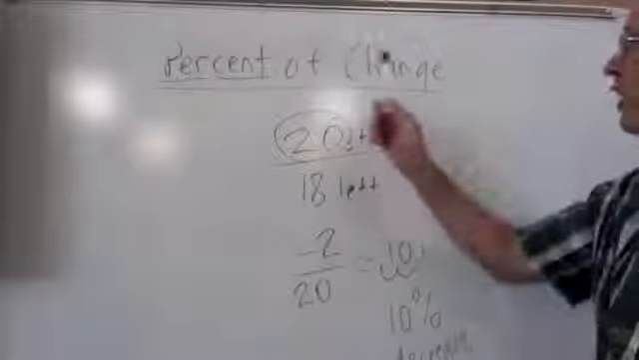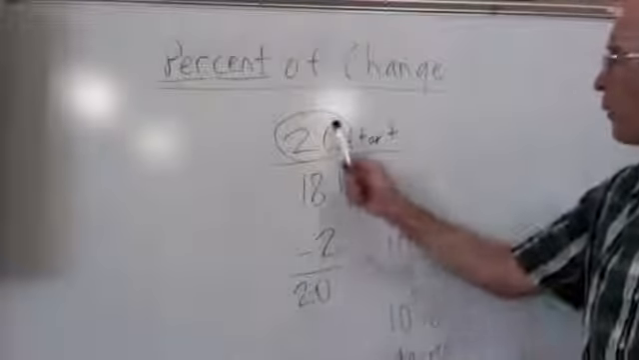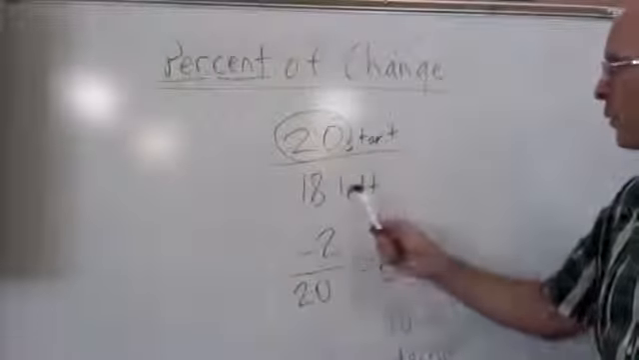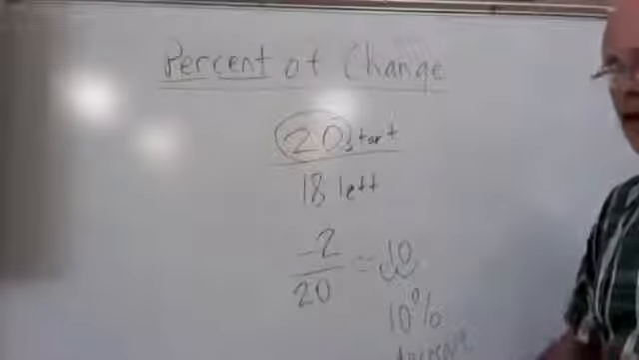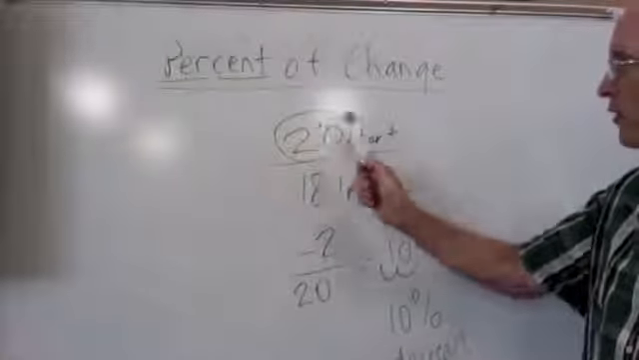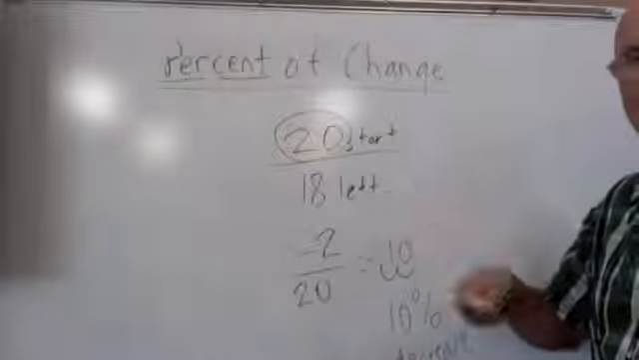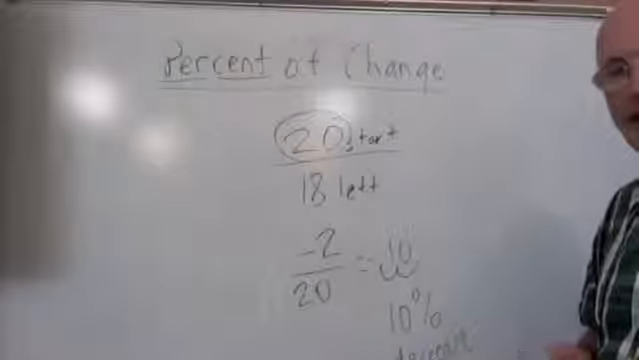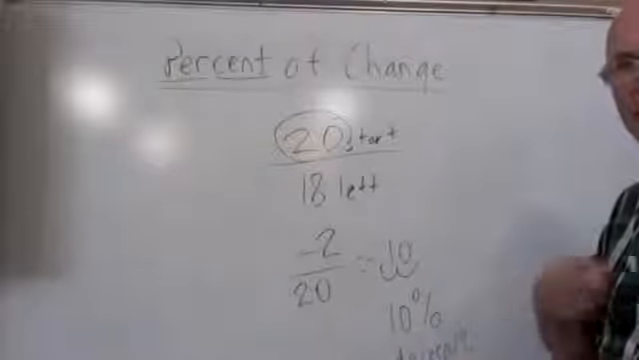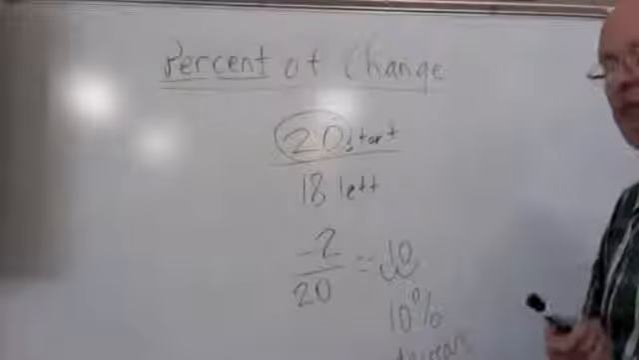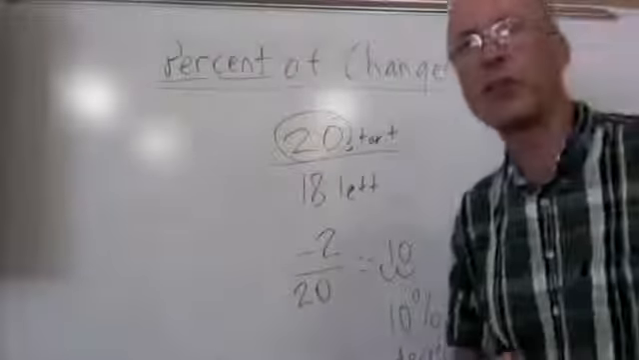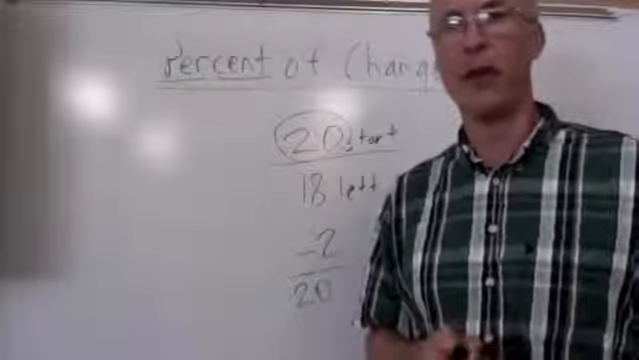Okay, so percent of change. Simply figure out what the difference is between your starting value and what you have at the end. Place that difference over the starting value. Turn it into a percent, sorry. And if the percent has gone up, then it's a percent of increase. If the percent's gone down, it's a percent of decrease. Okay, hope that makes sense.